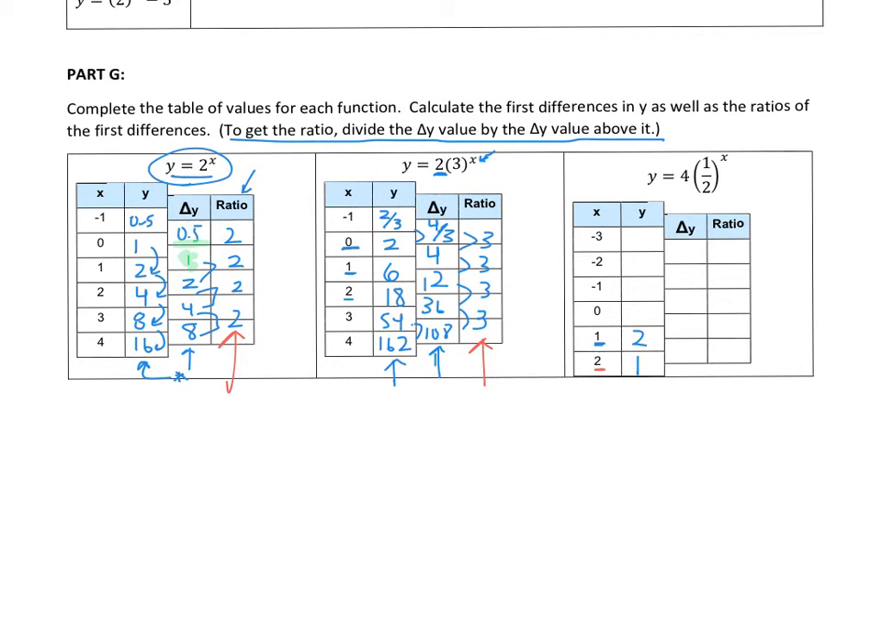A half to the exponent 0 is a 1. 4 times 1 is 4. A half to the negative 1 would actually be 2 to the positive 1. And then 2 to the positive 1 is 2. 2 times 4 is 8.